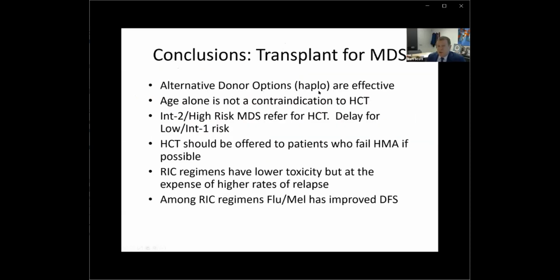So in conclusion, alternative donor options are effective. Age alone is not a contraindication. If you have a patient with high-risk disease or intermediate 2-risk disease and they're a transplant candidate, that should be done. If they have lower intermediate 1-risk disease, transplant should be delayed. If patients fail hypomethylating agents, transplant should be offered when possible. Reduced intensity conditioning regimens do have lower toxicity, but at the expense of higher rates of relapse, and in general, higher dose-based conditioning regimens are preferred. If a patient cannot receive a high dose-based conditioning regimen, Flu-Mel is likely a better choice than 2-day busulfan.